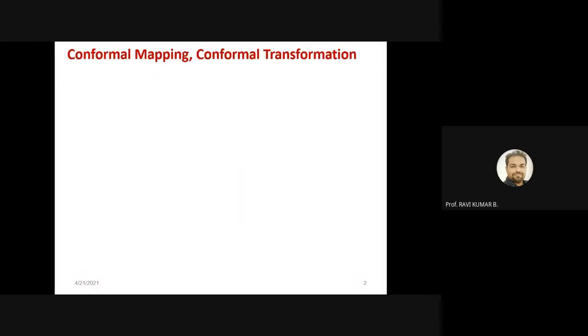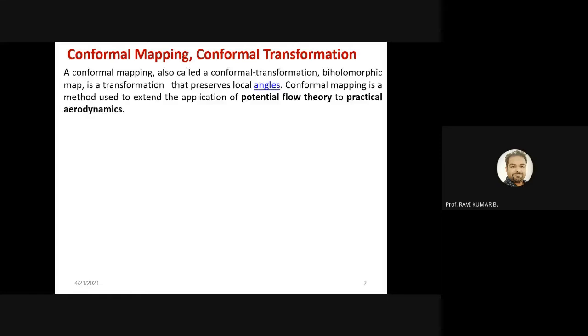So, what is conformal mapping or conformal transformation? The general definition for conformal mapping, also known as conformal transformation, or another name, holomorphic map, is a transformation that preserves local angles. Usually till now, from potential flow theory, you know that if we want to simulate a flow, we need to draw the lines. And what are those lines? The stream lines and equipotential lines. And we know that stream function and potential functions are orthogonal to each other. So if we draw the pattern for a given flow domain, we can simulate exactly what is happening.